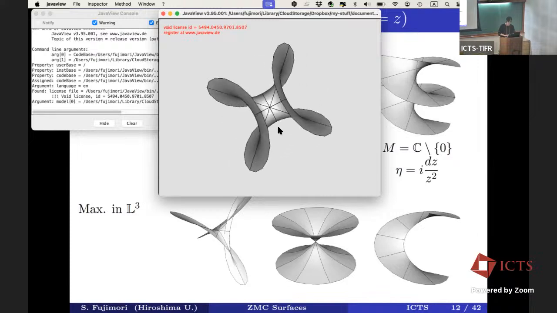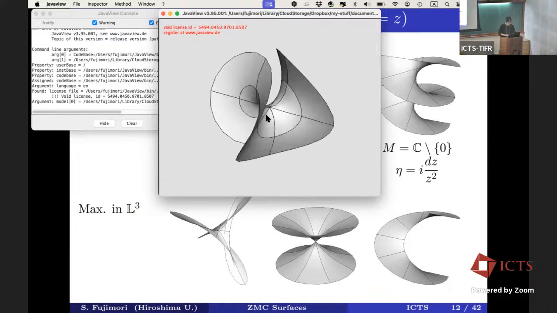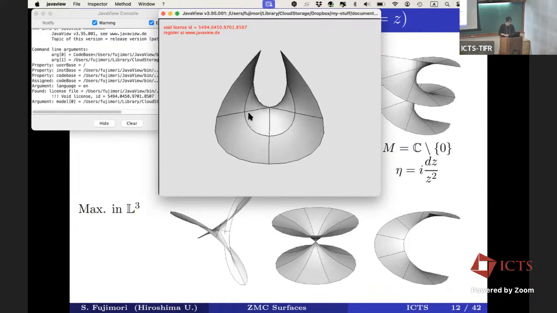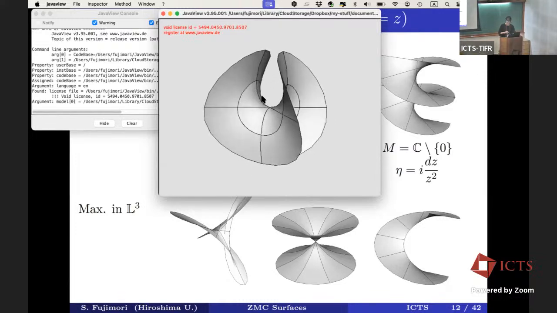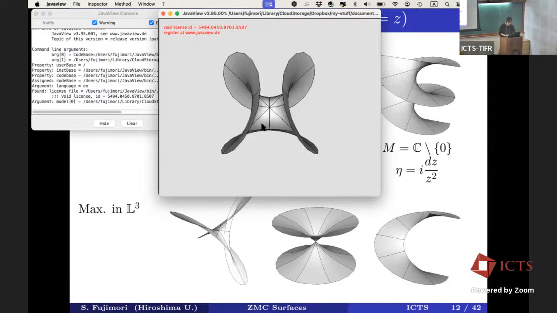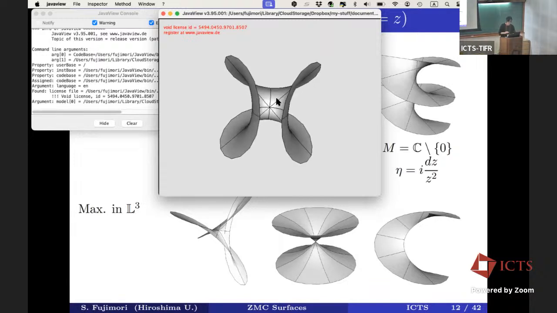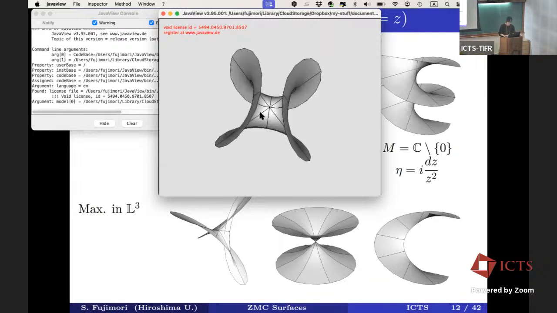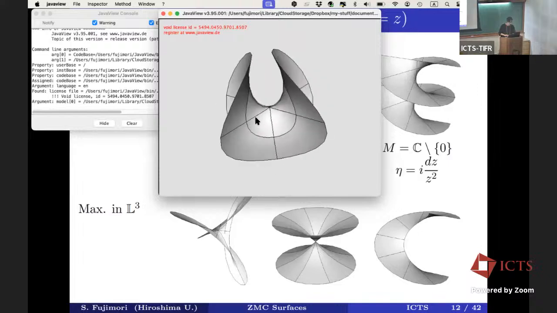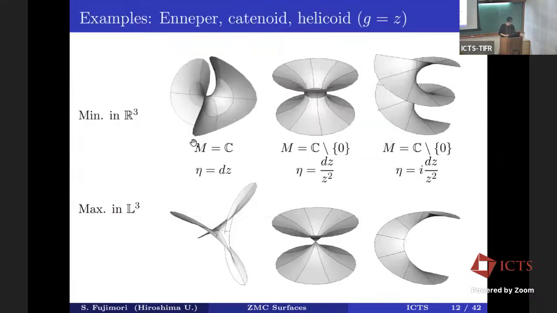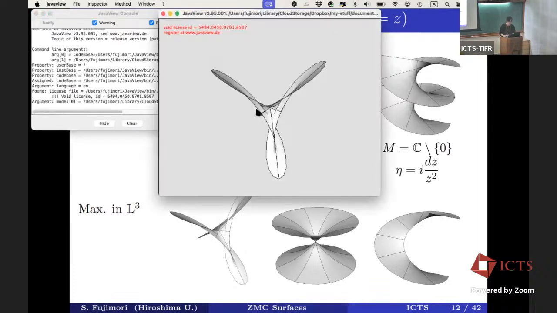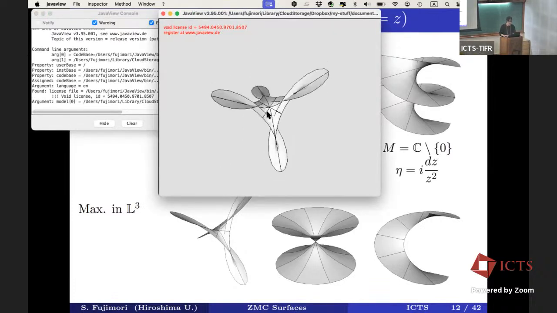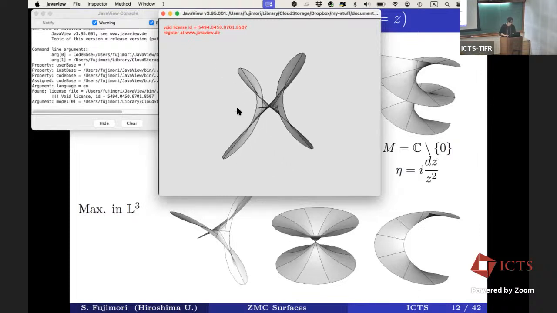So Enneper's surface is symmetric with this plane here and with this plane, and we have two horizontal lines. So this is symmetric, okay. So the order of the symmetry group is 8. Okay. So and with the same data, as a maximal surface, we have this surface. It's very different.